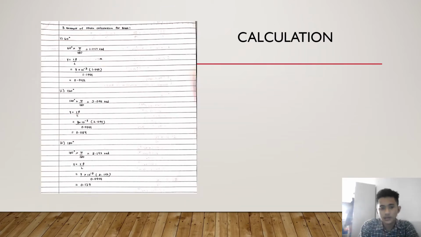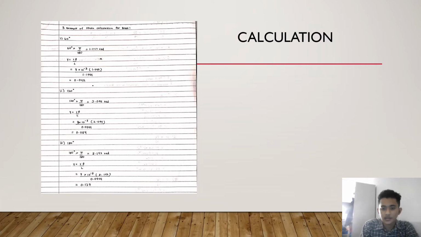Next is how to calculate the shear strain for brass by using the formula shear strain equal to r theta over L. Firstly, we have to convert the angles from degree to radians. This is how we get 60 degrees times pi over 180, and we will get 1.047 radians. Then we just substitute the value into the formula. So the first reading we will get 0.042 for the shear strain.